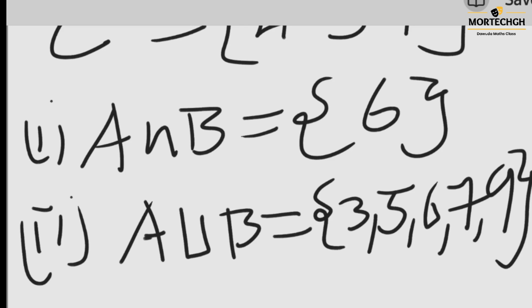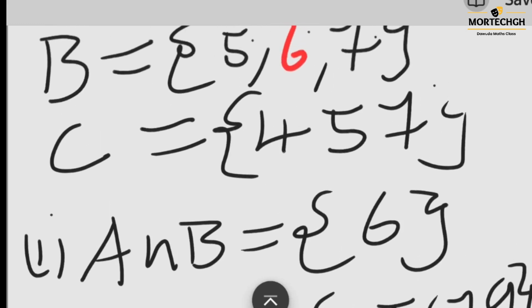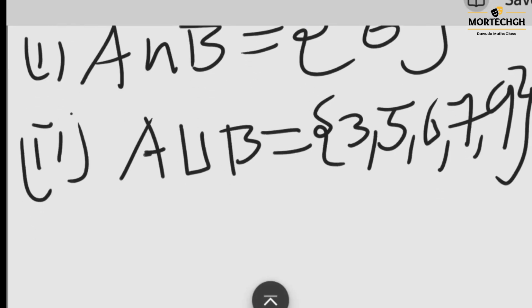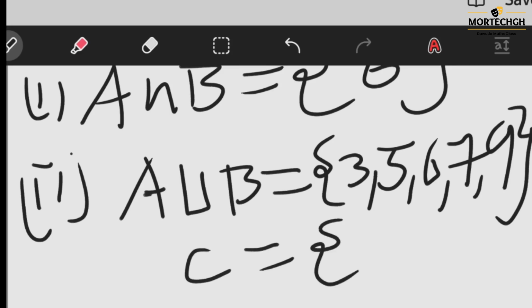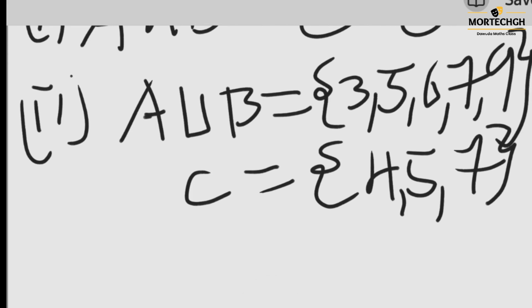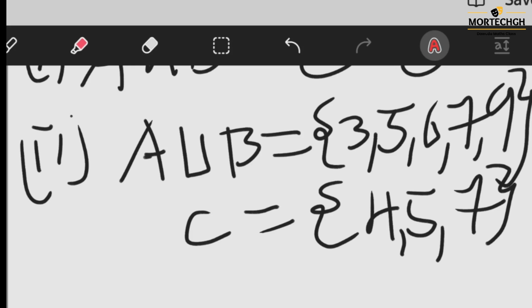But we are asked in (ii) to find A union B intersection C. If you check the C values here, C is equal to 4, 5, 7, right? So now A union B intersection C. The A union B being 3, 5, 6, 7, 9, and then C being 4, 5, 7. What are the elements that are common between these two sets? We have 5 here in C, and then we also have the same 5 here in A union B. These elements are common. We have another one, 7, and we have 7 here too in set A union B, right? So these 5 and 7 are the two elements that are common between the two sets.